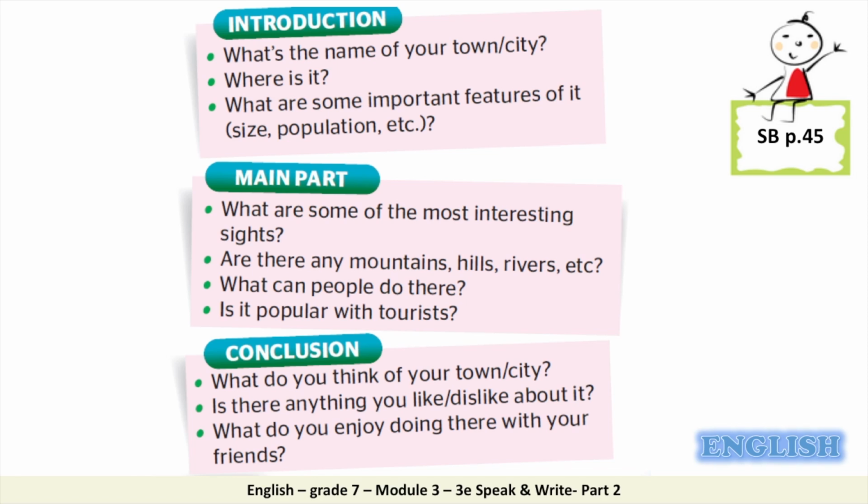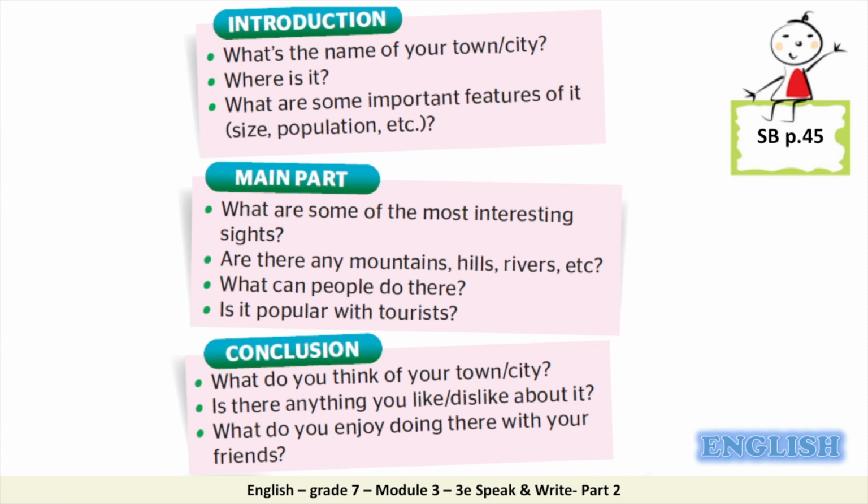As for the main part, there are 4 questions to answer when working on this part. Question number 1, what are some of the most interesting sights? Question number 2, are there any mountains or hills or rivers, etc.? Question number 3, what can people do there? Question number 4, is it popular with tourists?